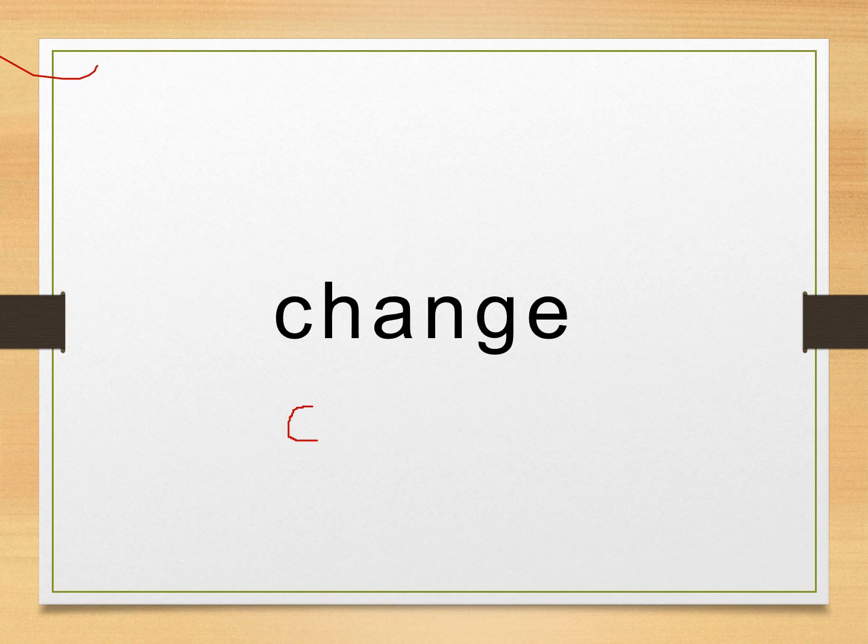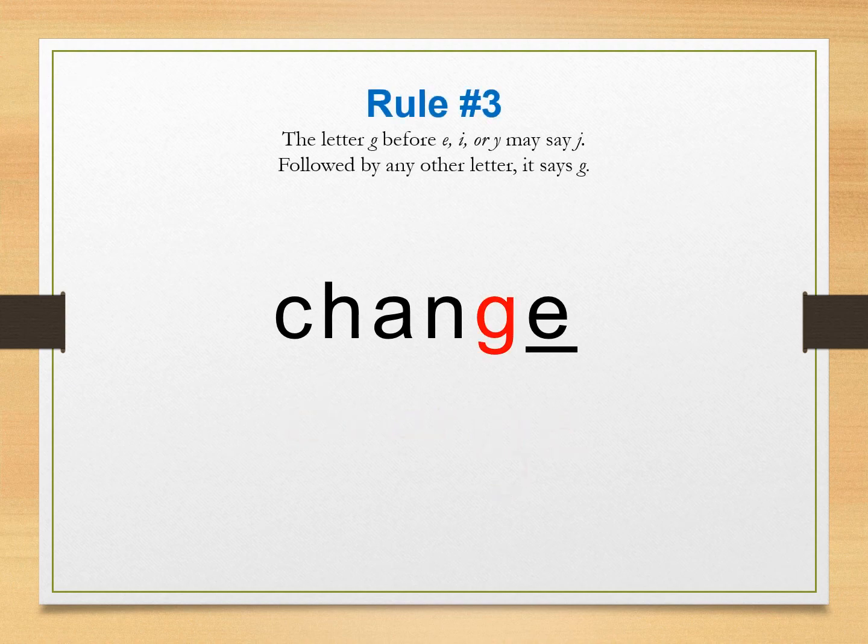It has the CH phonogram that makes the ch sound. And then it has an A, N, G, E. Change. Rule 3: The letter G before E, I, or Y may say J, followed by any other letter, it says G. Change needs that E at the end so that it can say J. If it didn't have that E, it would say chang. This word is change, following Rule 3.